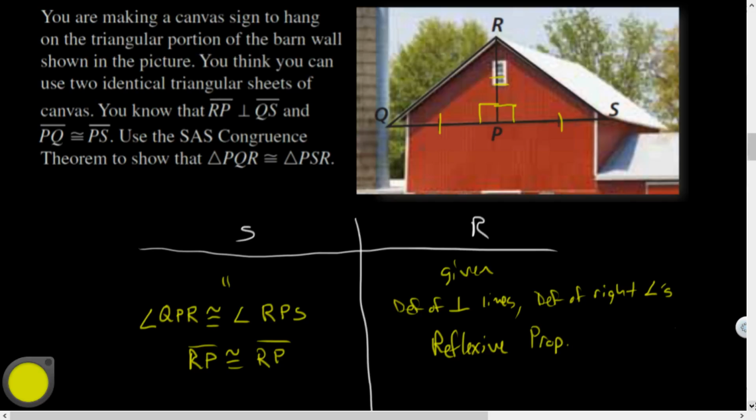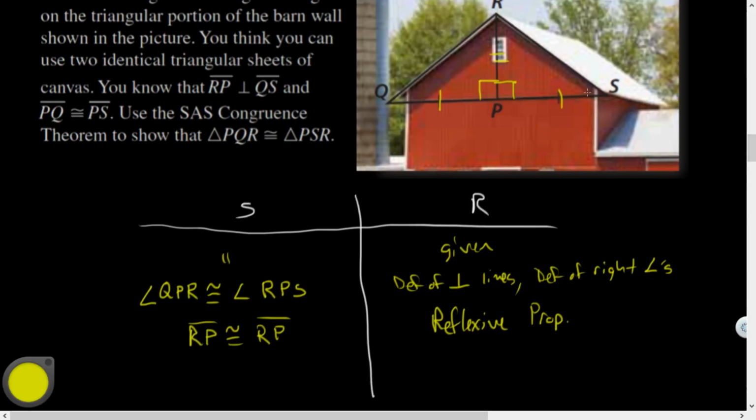And yeah, I think we've got enough. We've got our side angle side. So this is way better than having to have proven all 6 pieces of information, the 3 corresponding sides and the 3 corresponding angles. I can now do it with just 3 of those things. So triangle PQR is going to be congruent to PSR.